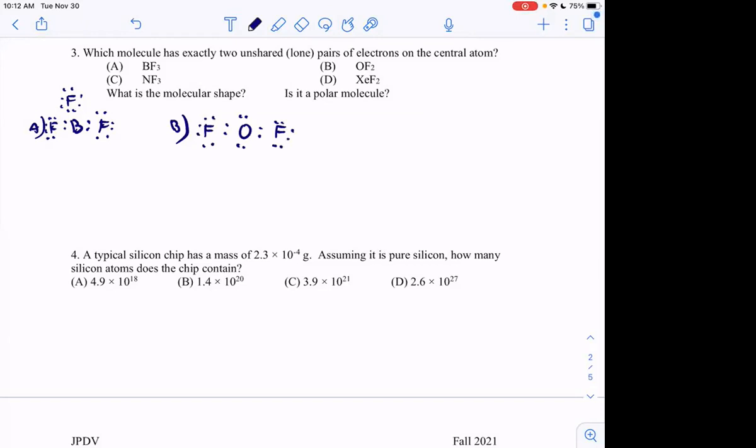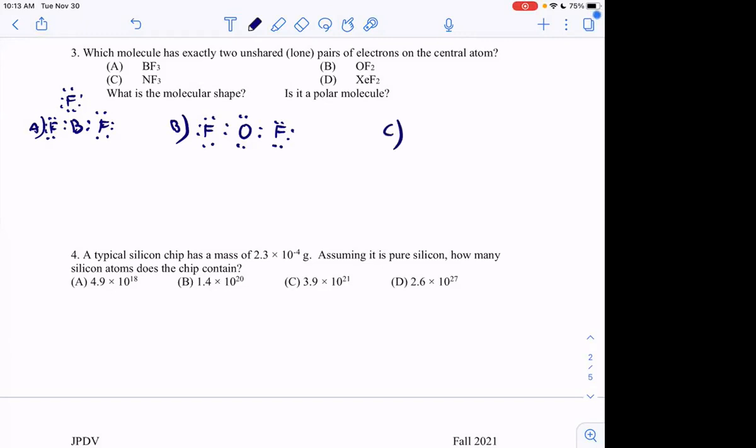Right? 2 lone pairs. That's what the question asked. Which molecule has exactly 2 unshared lone pairs of electrons on the central atom? We got 8 and 8 is 16 for the 2 fluorines, and then 2 lone pairs is 20, so we're done. No double bonds or nothing like that, right? Move on. We're going to double check, make sure.